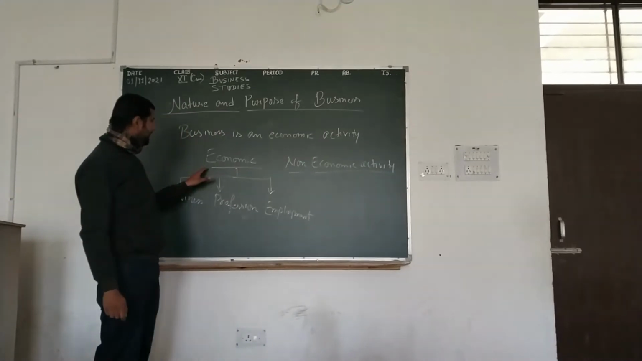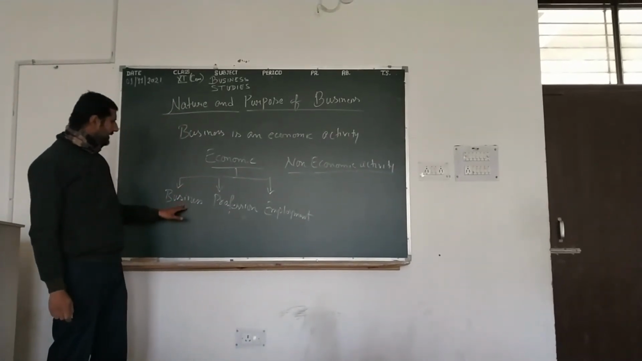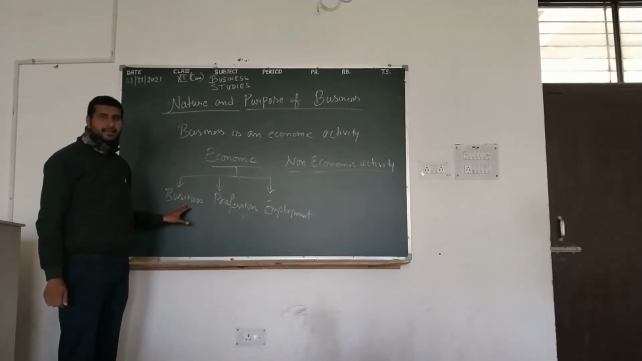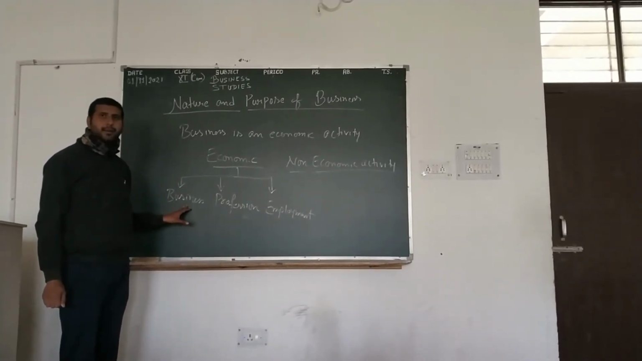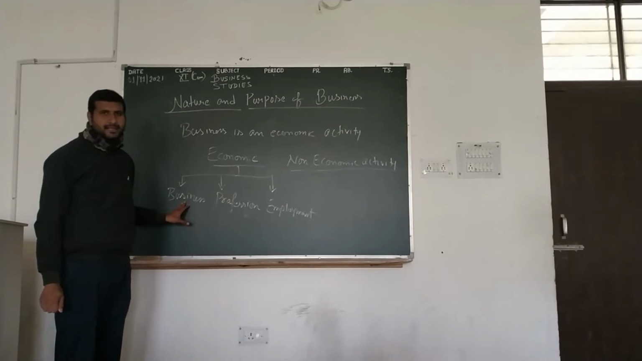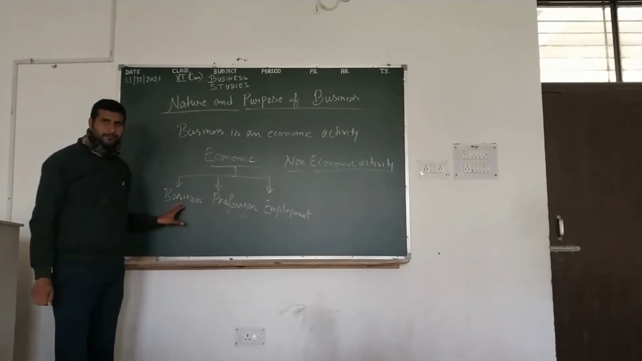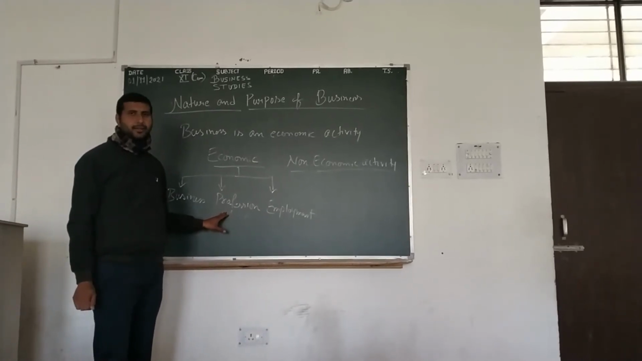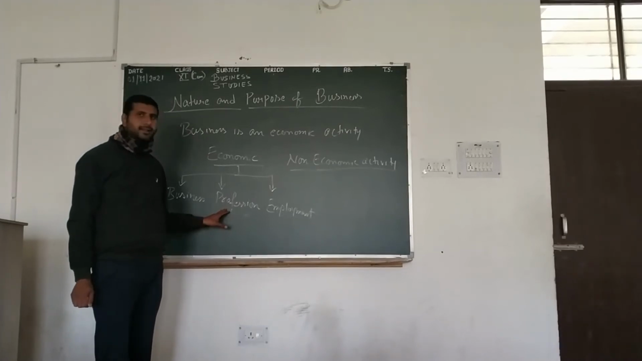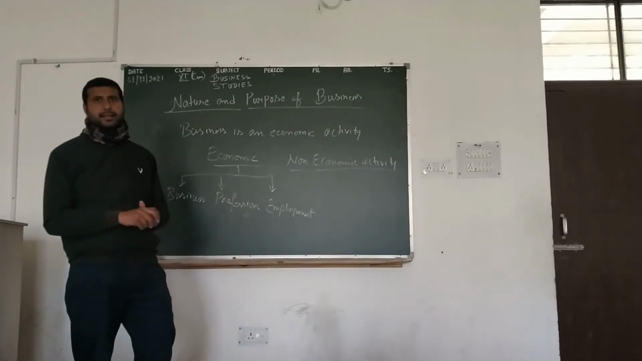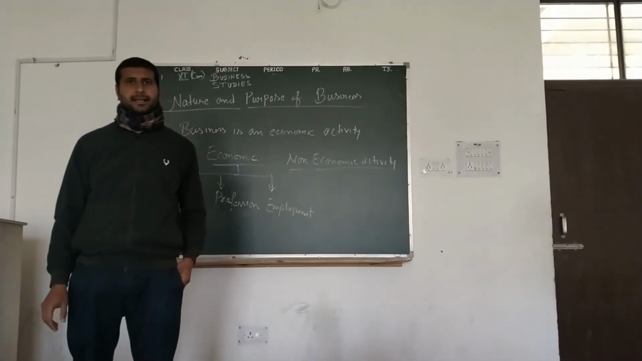And of all the economic activities, the first is business. Business is an economic activity which includes purchasing, selling, and exchanging of goods and services with the aim to earn profit. The profit is the main motive of business, and along with the profit, customer satisfaction also is very important. Profession means specialized skills or knowledge. Example, lawyer, doctor, engineer. This comes under the profession. And employment means working for others, and in return they will get some remuneration or salary.